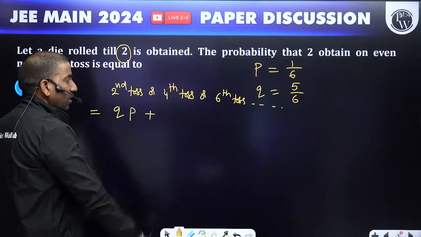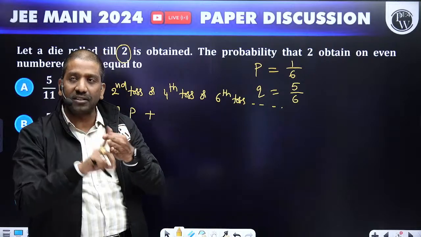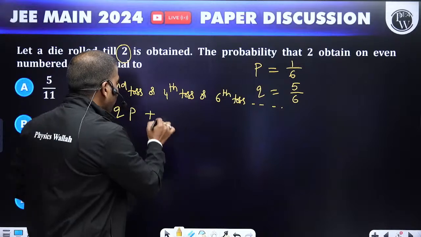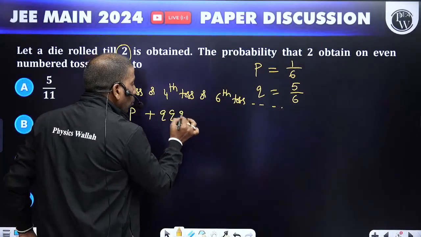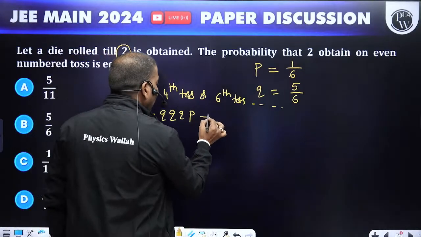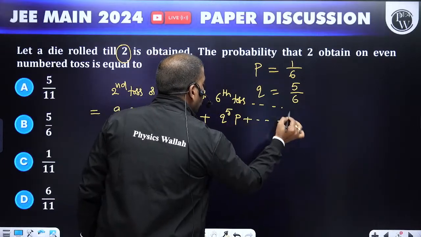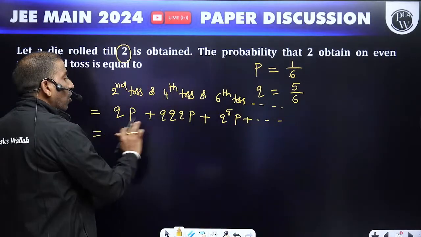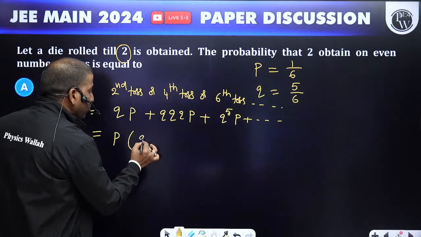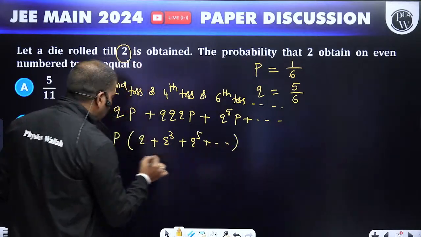Success probability. Now fourth toss means first trial, second trial and third trial. In all these 3 trials we failed. So that means Q, Q, Q, then fourth success probability, right? So next, sixth, that means Q power 5, P and so on. So I think you all got the series, right? So I can take P common, the remaining is Q plus Q cube, Q power 5 plus and so on. So what is it?